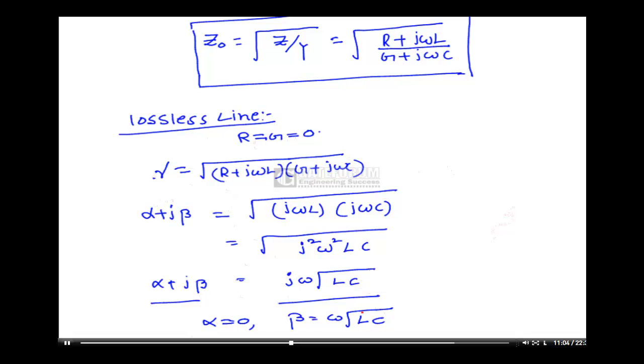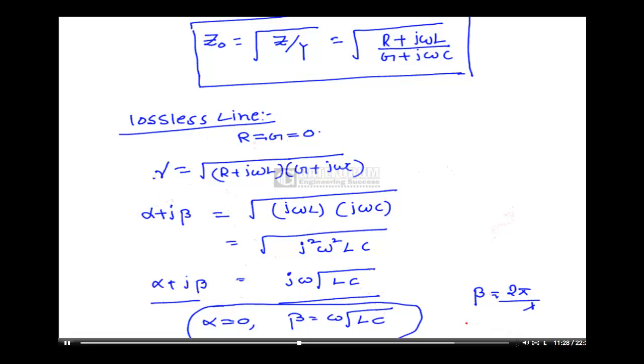So for a lossless line, alpha is equal to 0, beta is equal to omega into root LC. This is one of the important points you have to keep in mind. Generally, how can we relate beta? What is beta? Beta is the phase constant, equal to 2 pi by lambda.